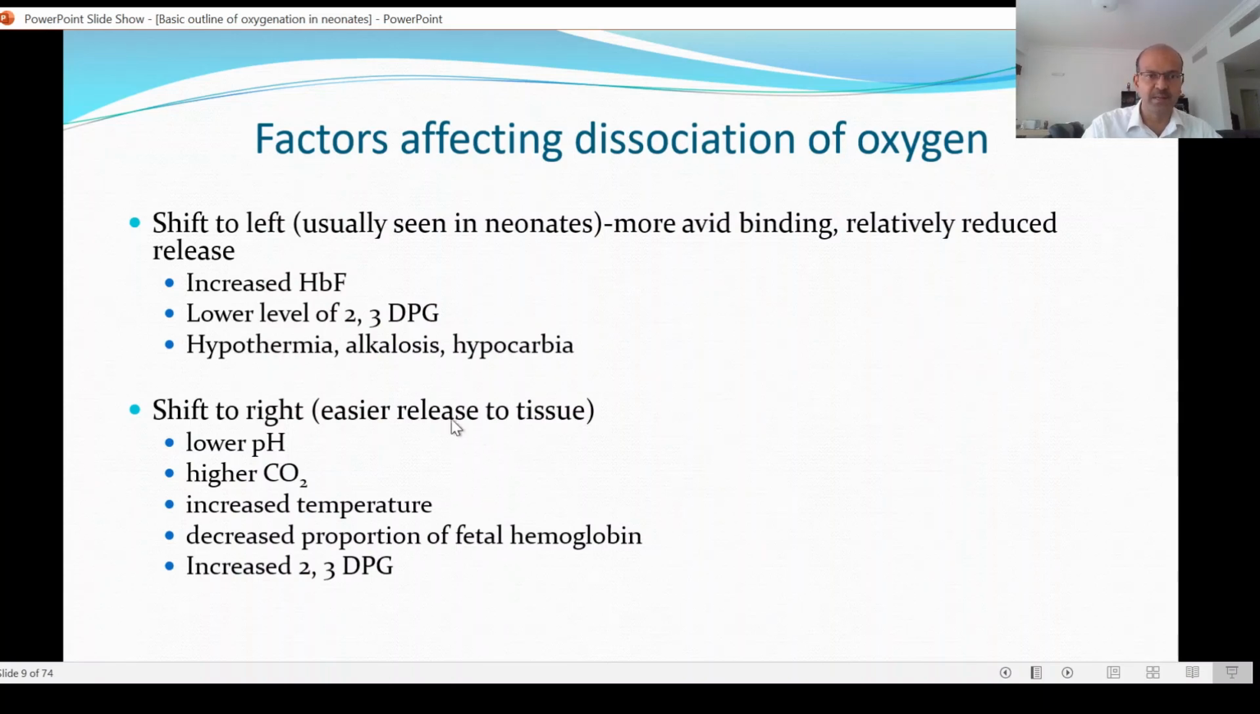And shift to right, where there is easier release to the tissue, happens with acidosis, hypercarbia, hyperthermia, reduced proportion of fetal hemoglobin, or increased 2,3 DPG. I hope this concept is clear. It's very important to understand this.